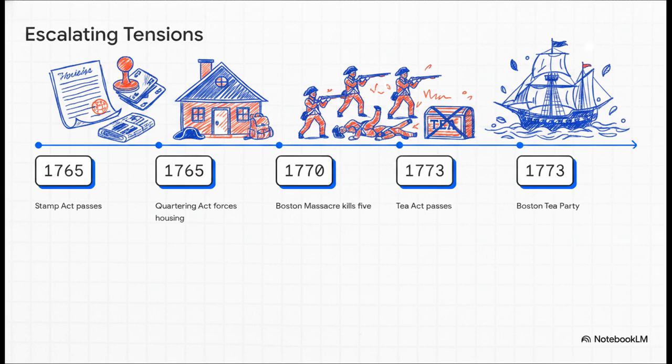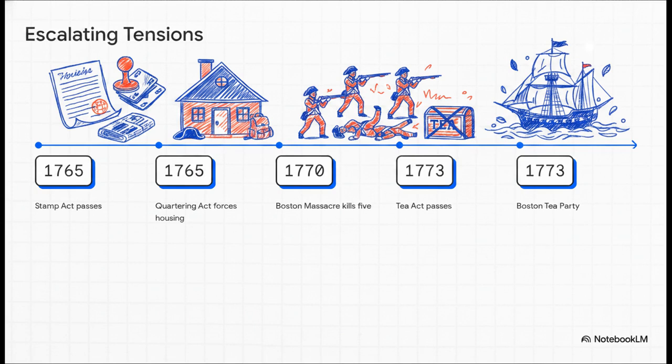Think about how rapidly the tension escalated here. In 1765, the Stamp Act forced a tax on official legal documents, newspapers, and, believe it or not, even playing cards. That exact same year, the Quartering Act literally forced colonists to house and feed British soldiers in their own personal homes. You can imagine how well that went over.